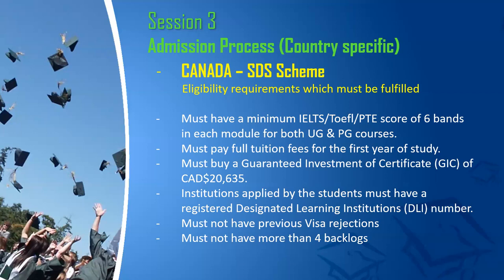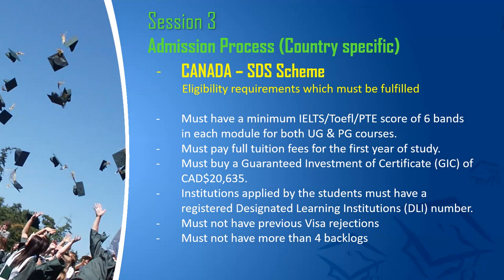But if you go through the SDS scheme, you have to satisfy a few criteria. The first condition is that your IELTS, TOEFL, or PTE scores must be equivalent to 6 bands in each module. That means not less than 6 in each of the modules. It applies to both UG and PG programs. And you need to pay 1 year tuition fee upfront. Normally for Canada, we pay only 1 semester's fees, but here you need to pay 1 year's fees upfront.